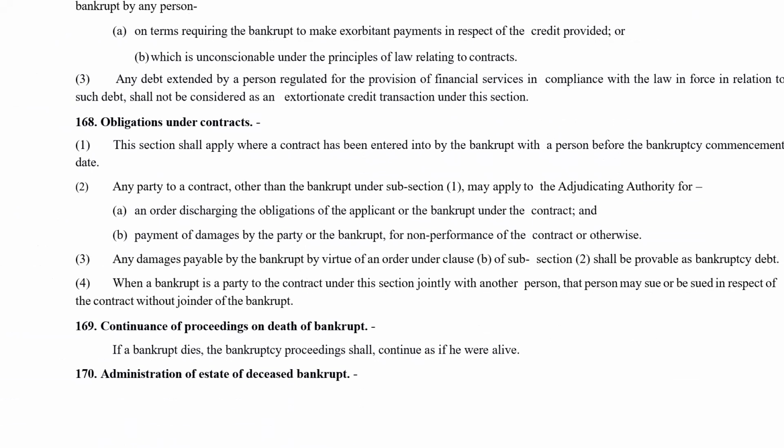Suppose he is under some obligation and he wants to come out of that contract and some damages are payable, so they shall be treated as bankruptcy debt. Where a bankrupt is a party to the contract under this section jointly with another person, like he is executing some contract jointly, then that person may sue or be sued in respect of the contract without joinder of the bankrupt. So the bankrupt may not join with him, so he may be sued singly. This is the meaning.